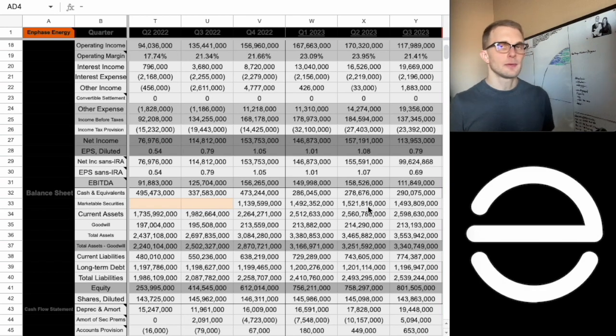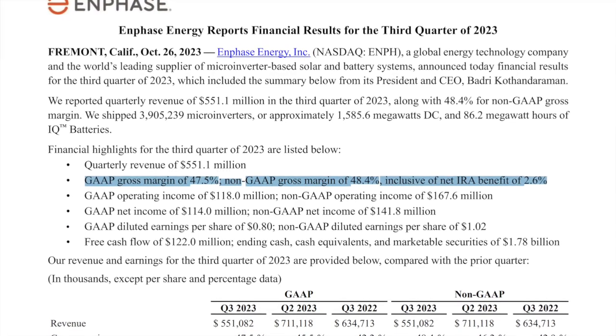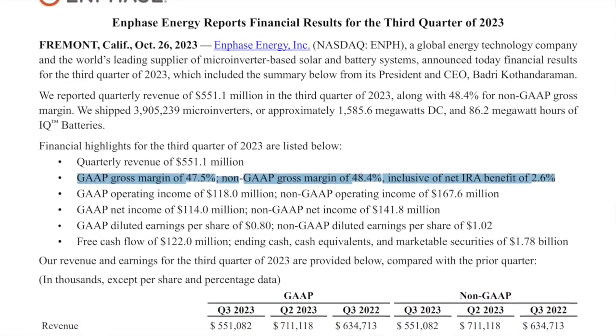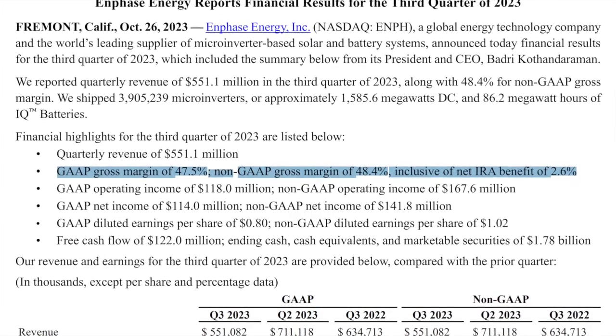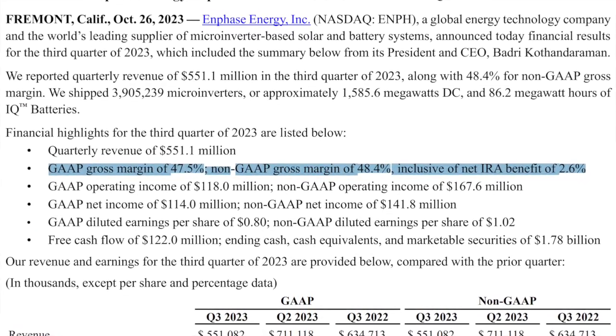What we're going to look at first is the updated guidance for the IRA credit. Previously, this was expected to be somewhere in the mid-20s range, but we pretty much have a spot-on figure for what to expect going forward. In the financial highlights for the third quarter, the GAAP gross margin was 47.5%, inclusive of a net IRA benefit of 2.6% as a percent of revenue.